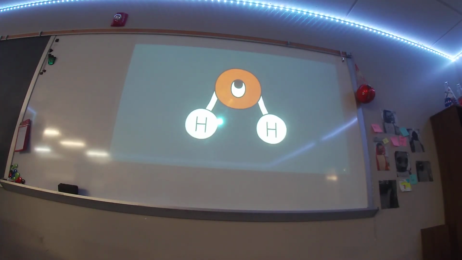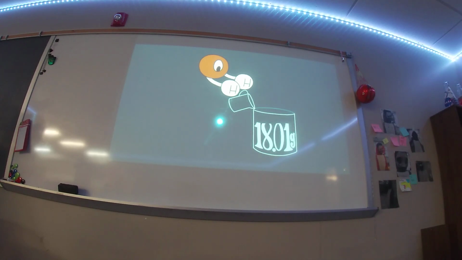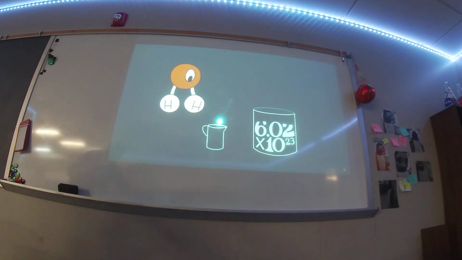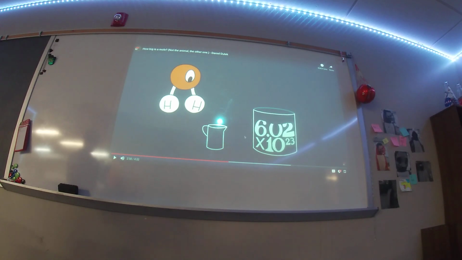Instead, think of water molecules. If you pour 18.01 grams of water into a glass, which is 18.01 milliliters, which is like 3.5 teaspoons of water, you'll have 602 sextillion molecules of water. A mole of water is, if you fill this up to the 18 mark, just that much water. So just in that little amount of water, you have a mole of water molecules. It helps you appreciate how tiny molecules and atoms really are.